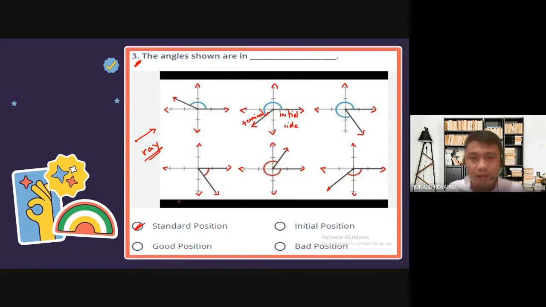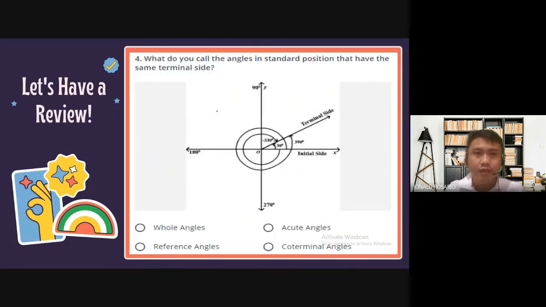So kailangan daw ang ating initial side ay nag-coincide doon sa ating positive x-axis para masabi natin that that angle is in standard position. So, ganun po ang ibig sabihin yan. Okay, next, actually, ito na yung isa sa lesson natin today.